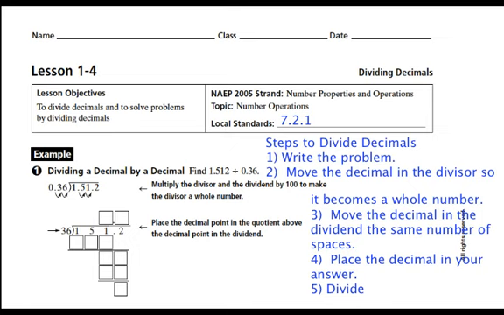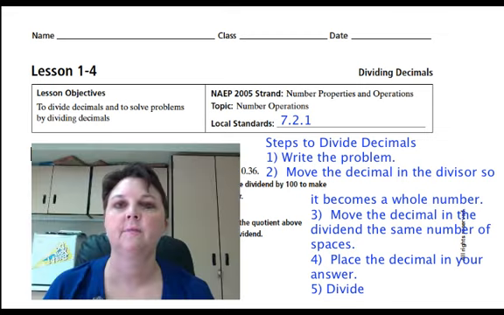Step 4, place the decimal in your answer. That means you're going to take it right straight up. You put the decimal in the answer before you put any numbers above the line. And the final step is to divide. Yes, we're doing long division, so I'm going to see a lot of work.